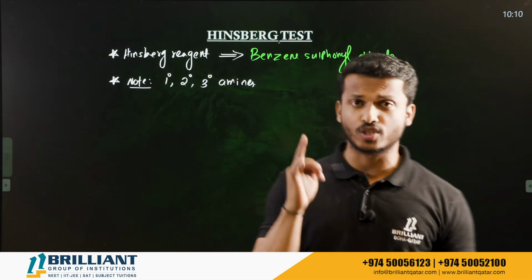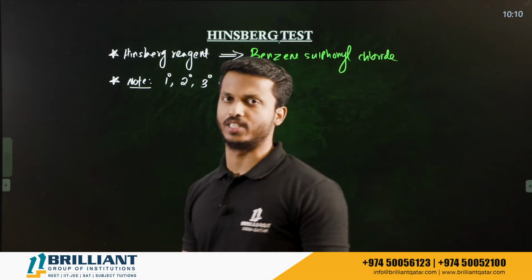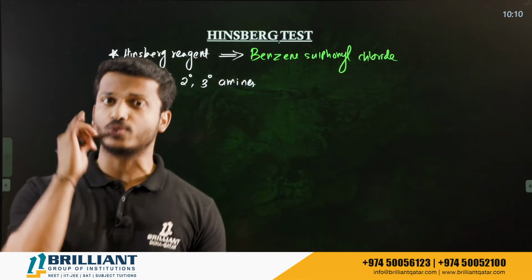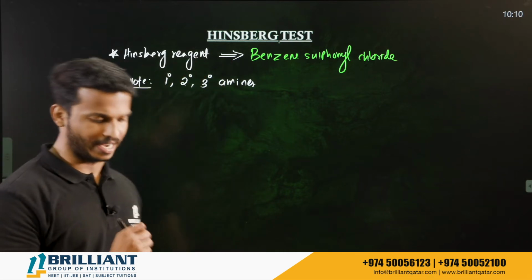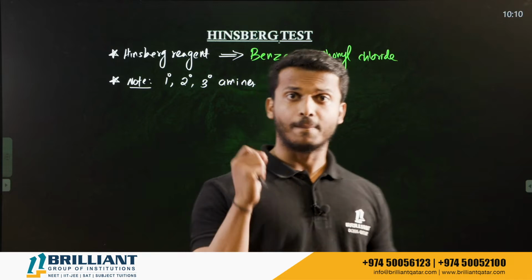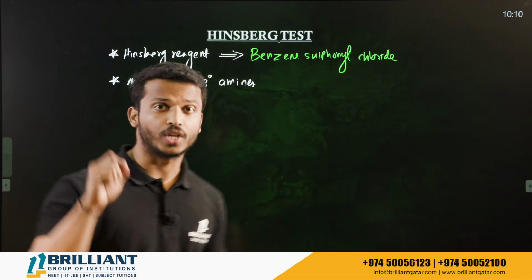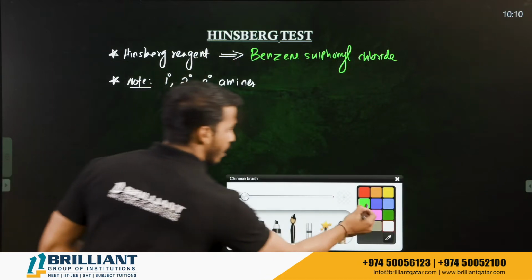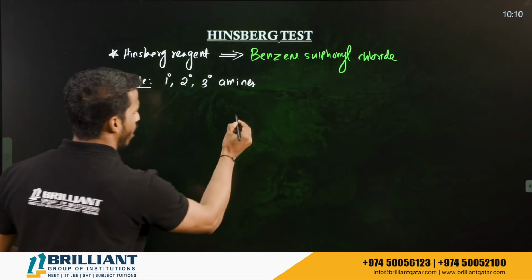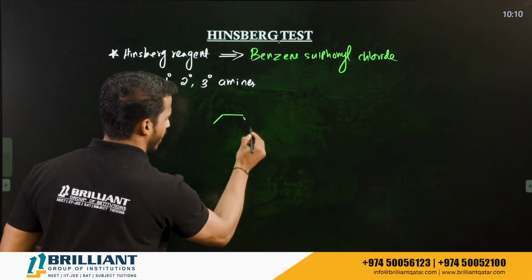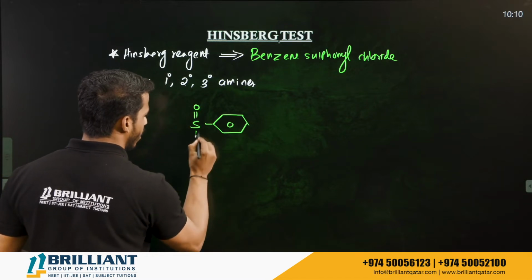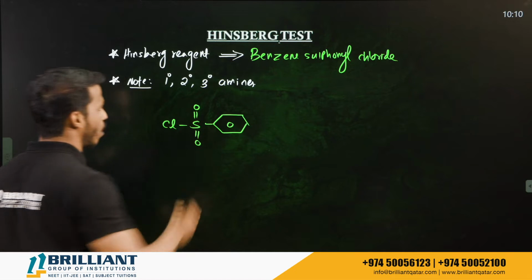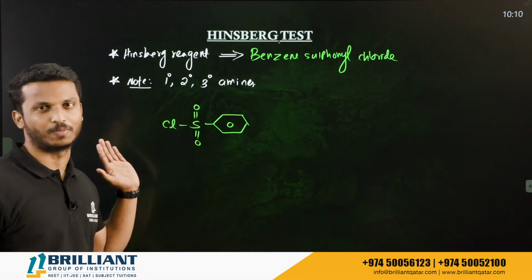So first of all, study what the Hinsberg reagent is, meaning what reagent you are using in the Hinsberg test. Second, what is the purpose of the Hinsberg reagent test? You distinguish between primary, secondary and tertiary amines. So let me bring this Hinsberg reagent. This is the way to draw the Hinsberg reagent: benzene, sulfonyl, chloride. This is called benzene sulfonyl chloride, or our Hinsberg reagent.